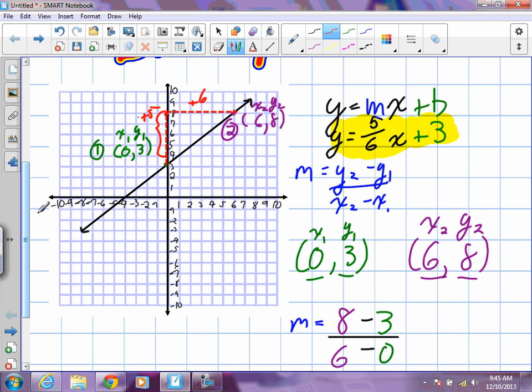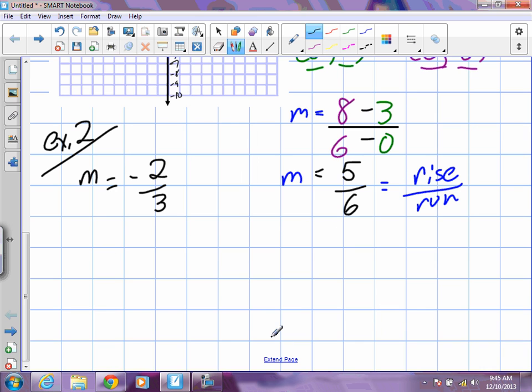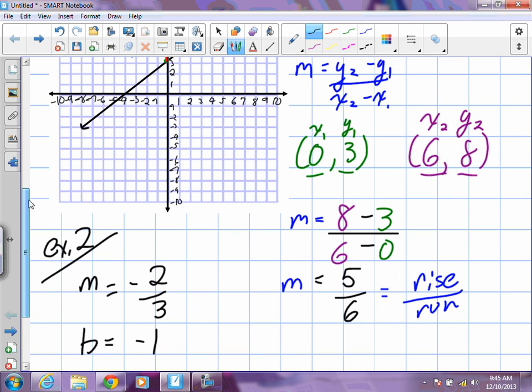Now let's say they've given us something different. We'll call this example 2. Let's say they've told us that the m is negative 2 over 3, and our b is negative 1. They've only given us the m and the b. I need to create the equation of this line. The first thing I want to do is plot my b coordinate. B is negative 1. Where would that be on this graph?